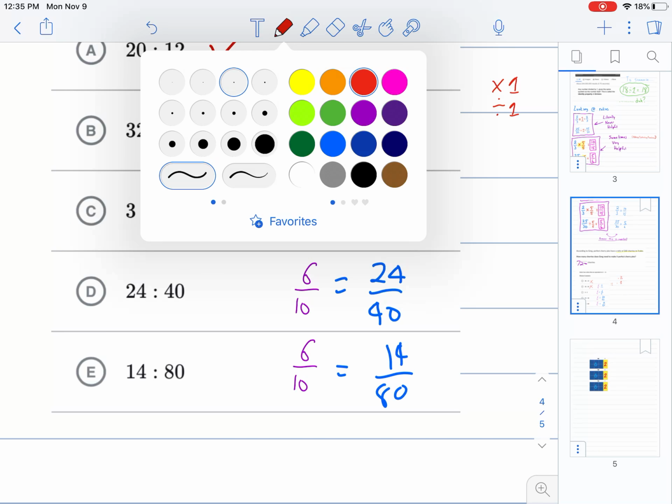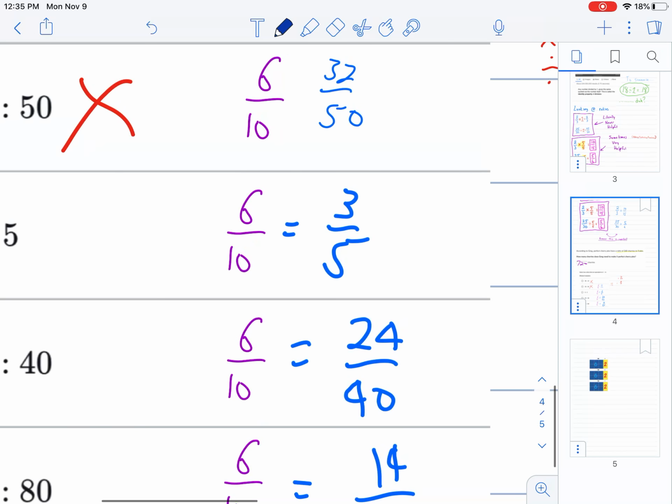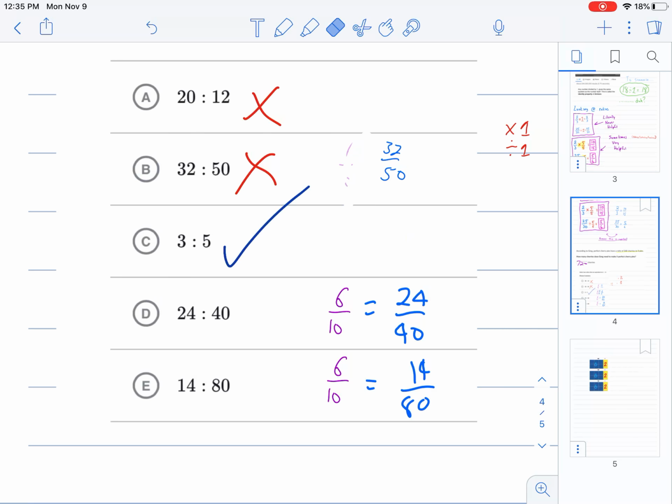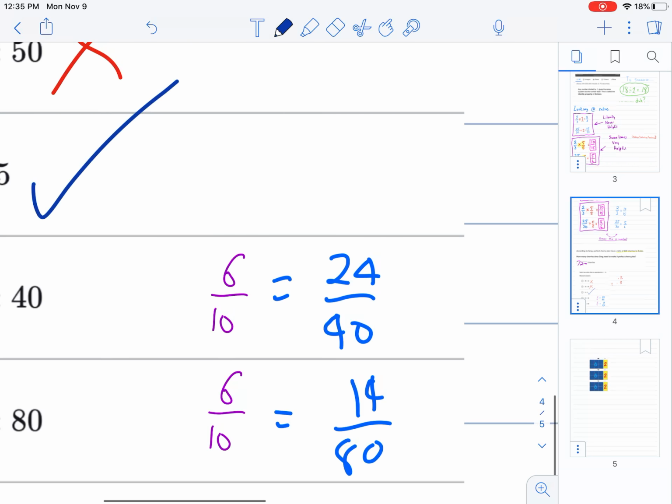Okay, look at this one though. What's 6 divided by 2? 10 divided by 2. Divided by 2 over 2 would give you that 3 over 5. That one works. Okay. This looks like it's scaling up. 6 times 4.